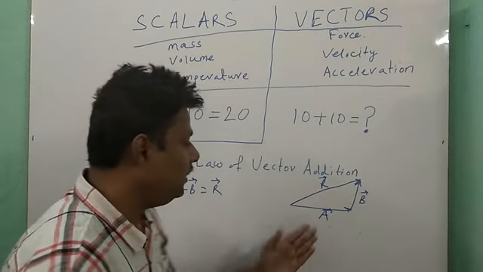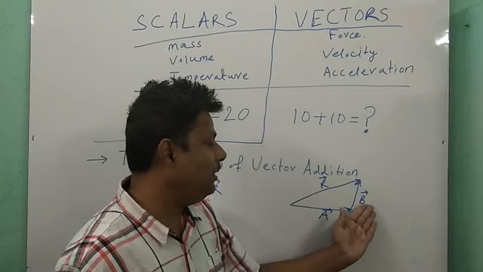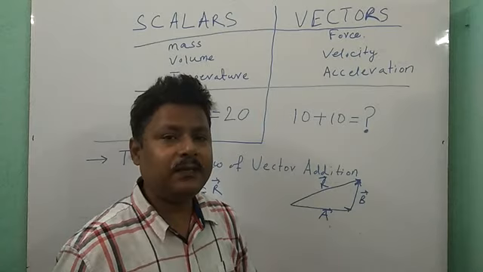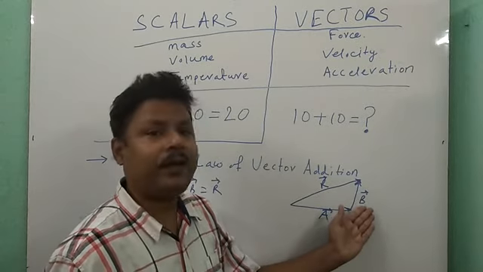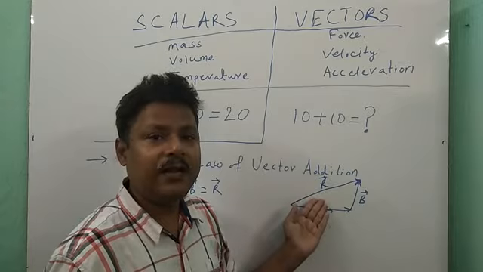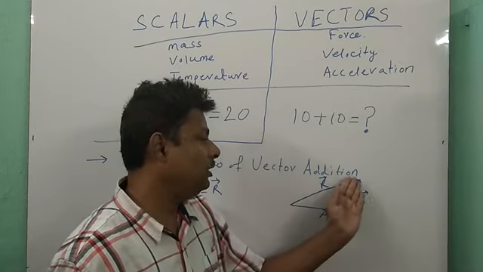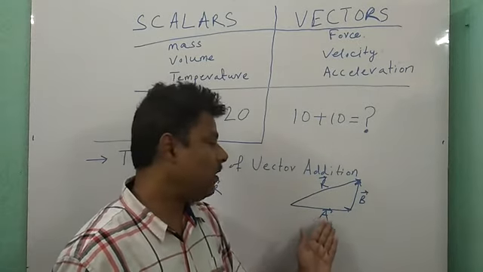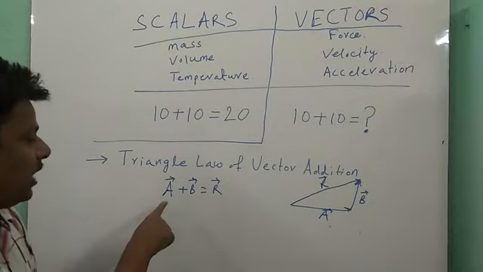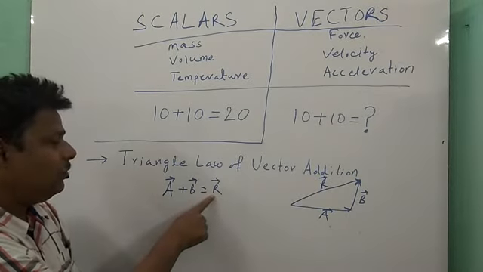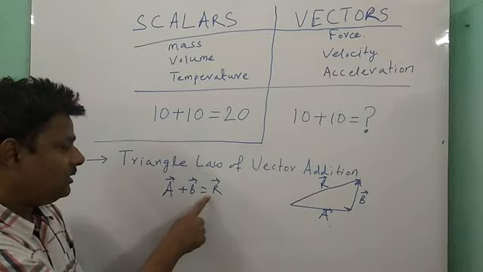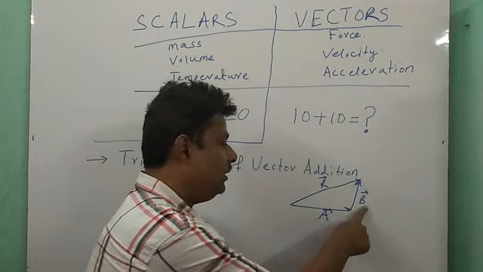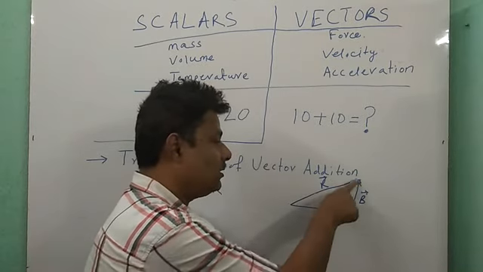Triangle law of addition. You see, if two vectors A and B can be represented by two sides of a triangle, then the third side, starting from this point to this point, will be the resultant of the addition of these two vectors A and B. Here I have written A plus B is equal to R. R is the resultant and it is the summation of A and B. This is the third side of the triangle.